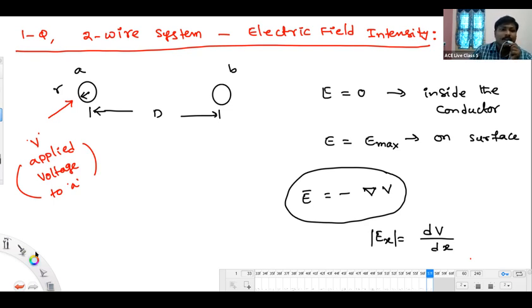Okay, one simple question I am asking you. What is the voltage on the surface of the conductor? Anybody please tell me? V. Voltage on the surface of the conductor will be V only. What is the voltage inside the conductor?